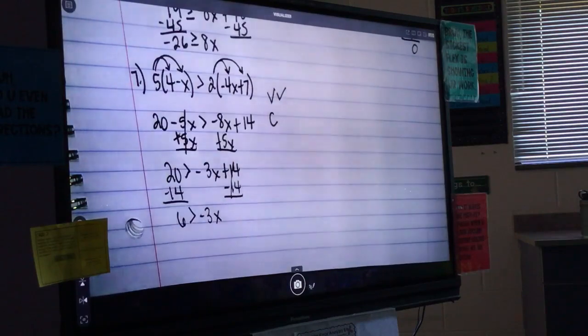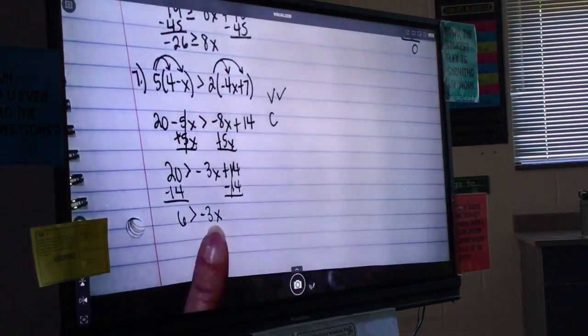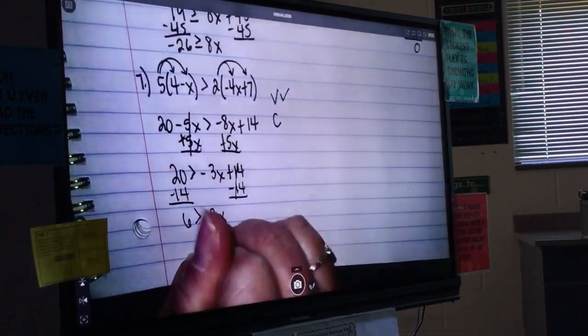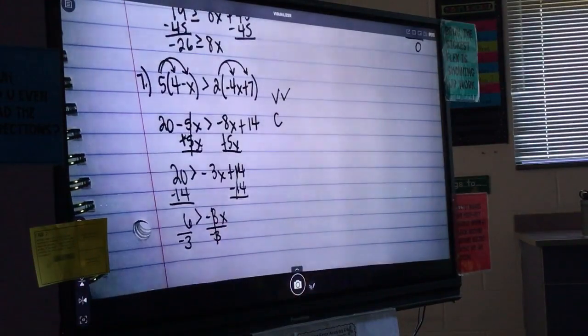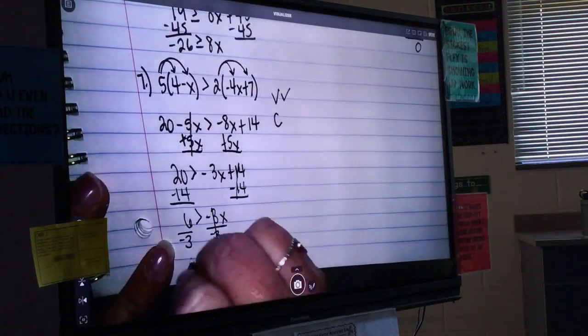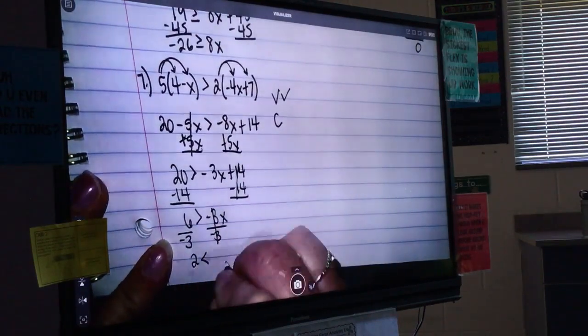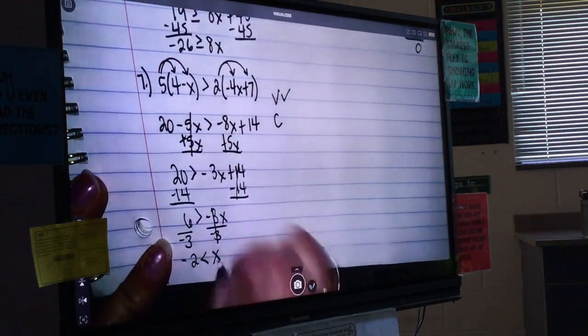All right, now, to get rid of this negative 3x, what do we have to do, Richard? What's the opposite of multiplication? So I have to divide by negative 3. Divide by negative 3. What do I have to do with my inequality symbol here? Because I'm dividing by a negative. What do I have to do, Jasmine? Yes. So this becomes negative 2 is less than x.